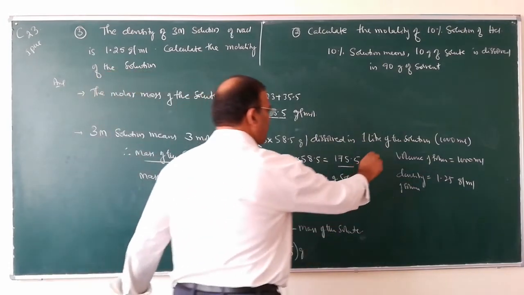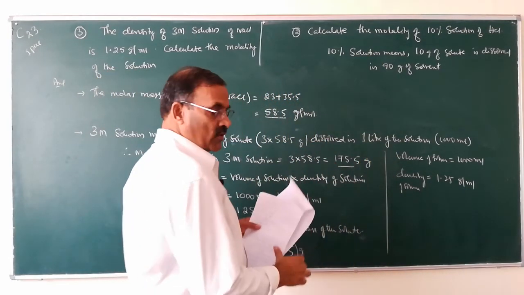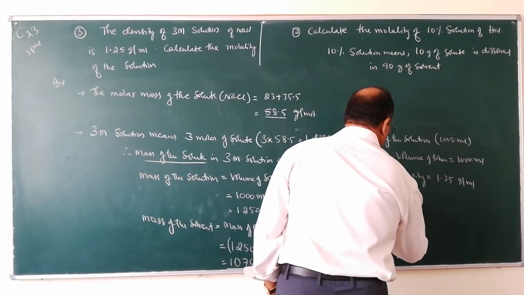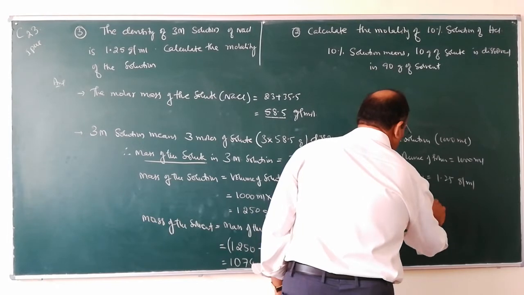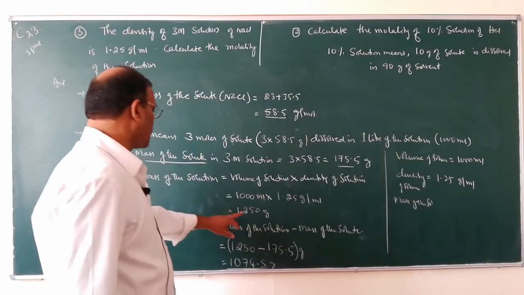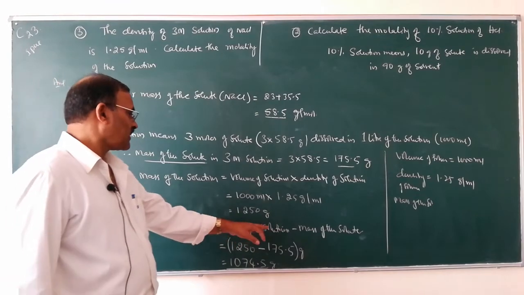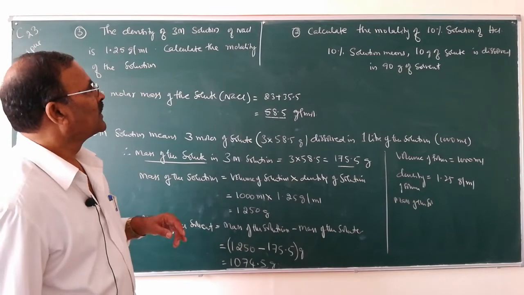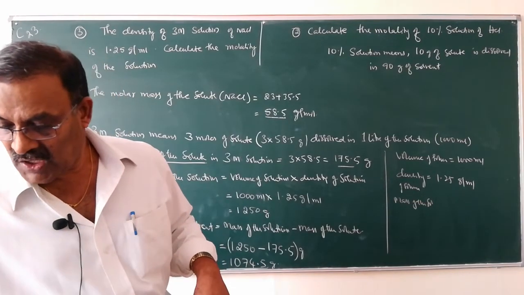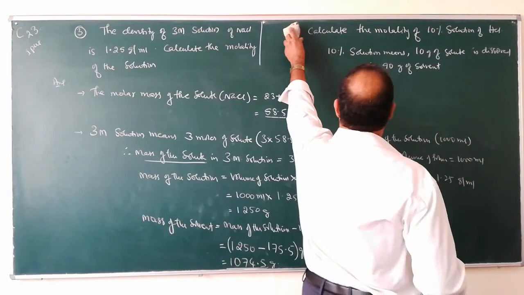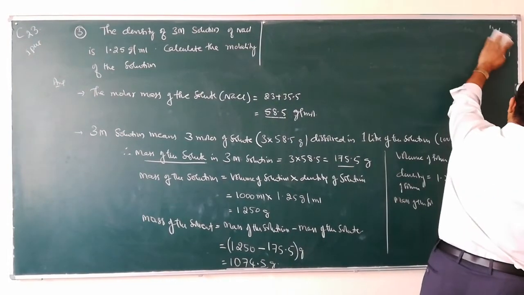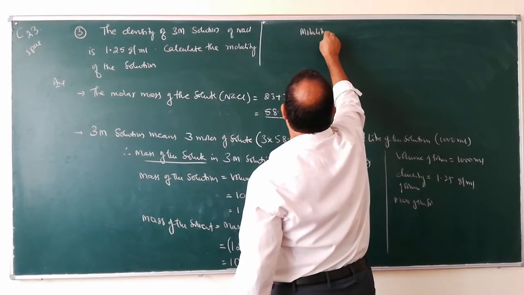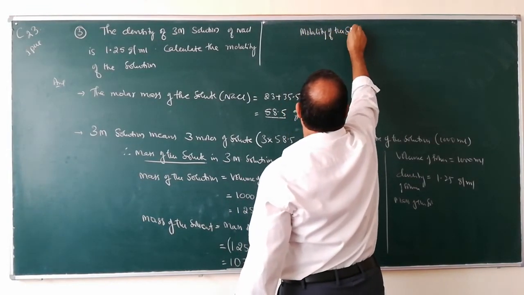So volume of the solution, density, then mass of the solution is given here. If you subtract mass of the solute from mass of the solution, you will get mass of the solvent. Then what is the formula to calculate molality? Molality of the solution.